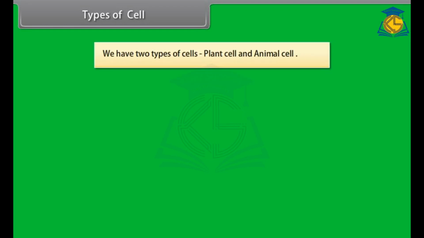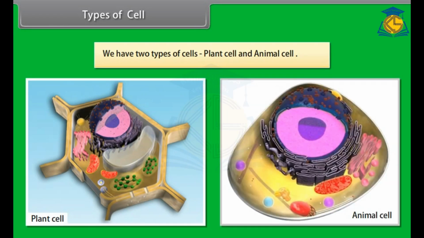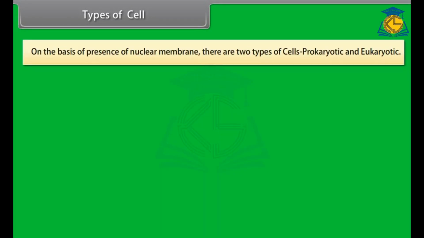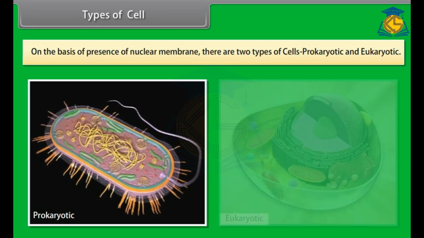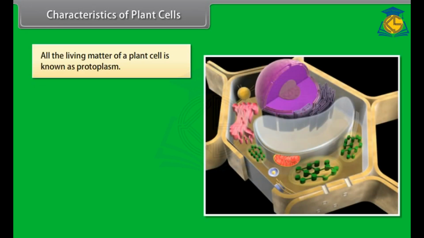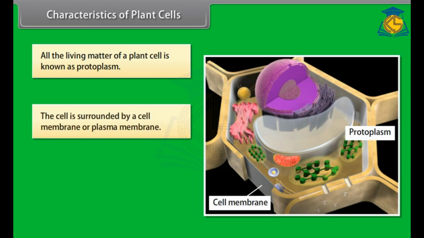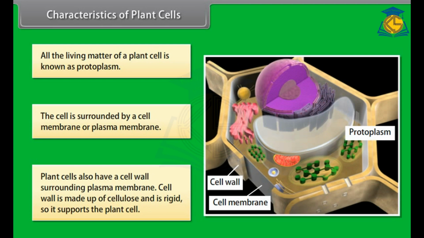We have two types of cells, plant cell and animal cell. On the basis of presence of nuclear membrane, there are two types of cells, prokaryotic and eukaryotic. Characteristics of plant cells. All the living matter of a plant cell is known as protoplasm. The cell is surrounded by a cell membrane or plasma membrane. Plant cells also have a cell wall surrounding plasma membrane. Cell wall is made up of cellulose and is rigid, so it supports the plant cell.